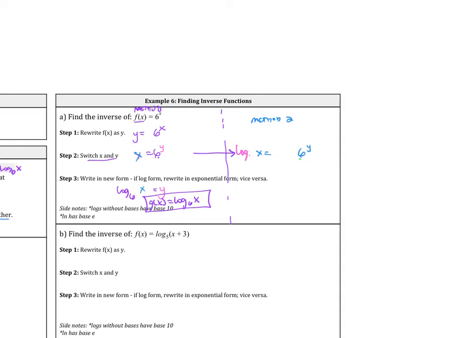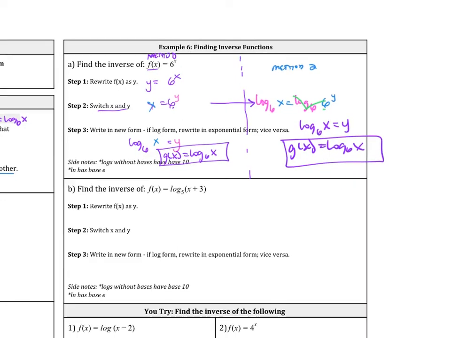If I do log base 6 on both sides, then remember this is going to cancel out right here. And so what we're left with is log base 6 of x equals the y, or g of x equals log base 6 of x. So that is method 2. I always like to think about what can I do to make it cancel out. And so I take the log of base 6 on both sides. So that's example A. Let's do example B.